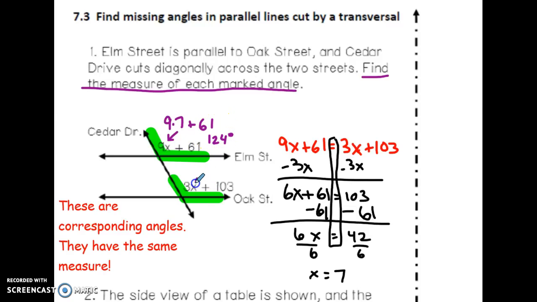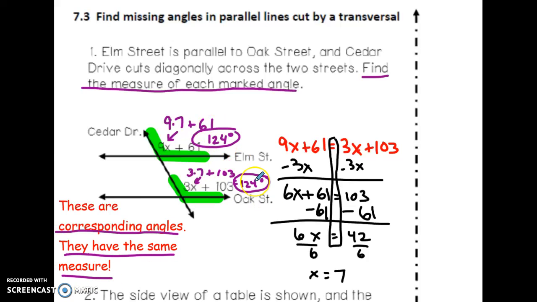Do the same idea down here with this expression. 3 times 7 plus 103. Surprise, surprise, we get the same angle measure, but you should. Corresponding angles have the same angle measure. So that's one way to check your work. If both expressions give you the same value, then you're doing the math correctly.